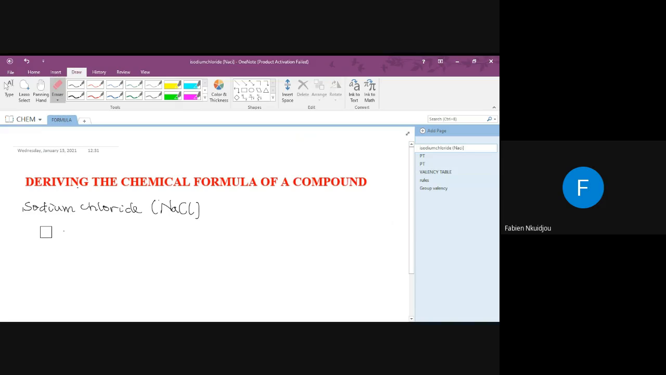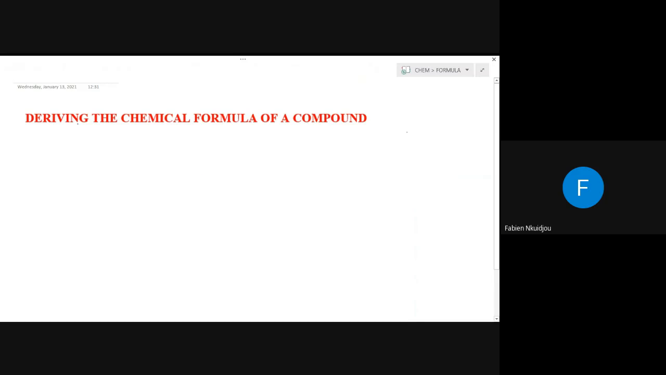So the very first example I want us to look at is magnesium fluoride. Let us represent magnesium fluoride. Are we there? The first thing we need to do is to identify the elements which are present in this compound. Our compound is magnesium fluoride.